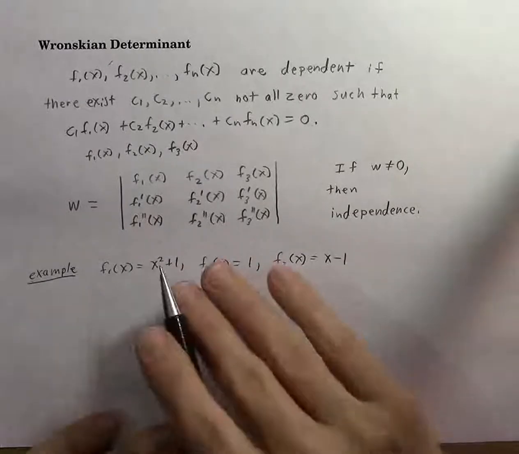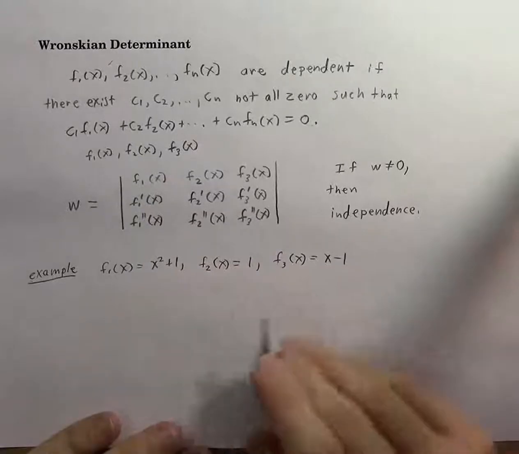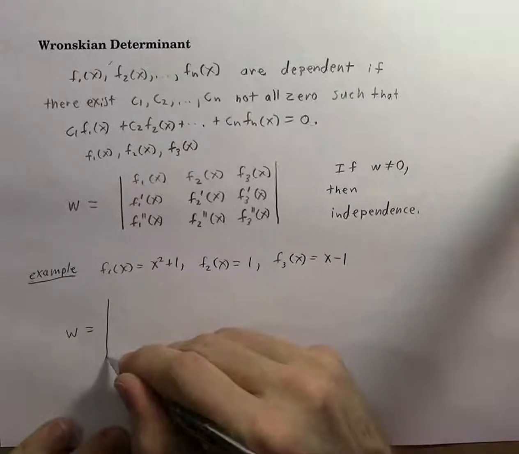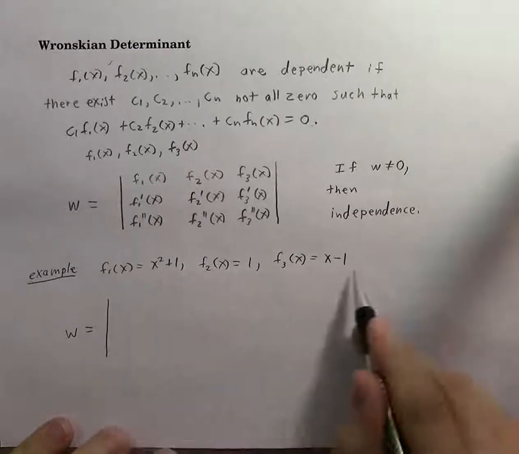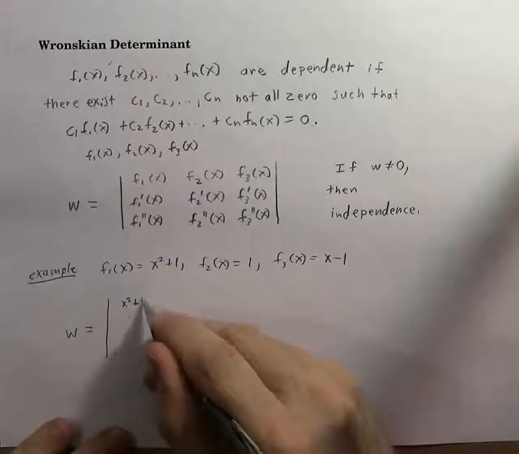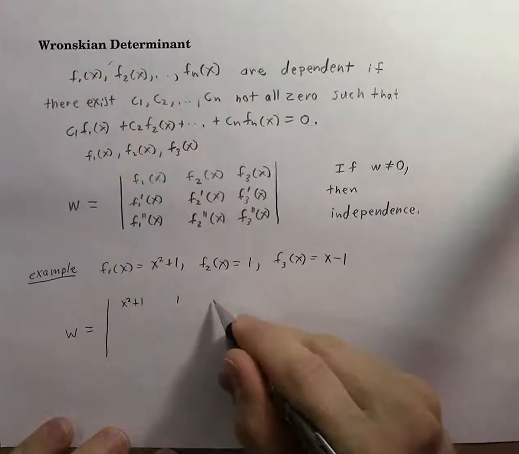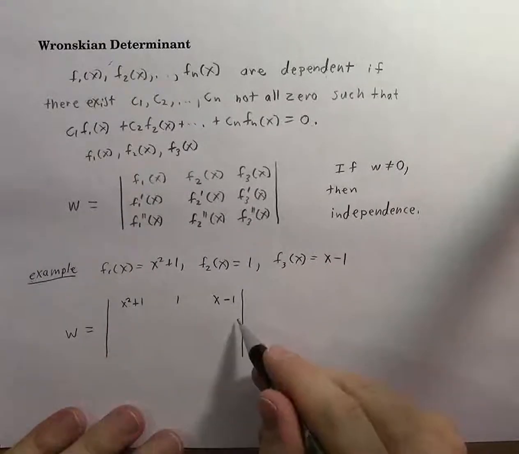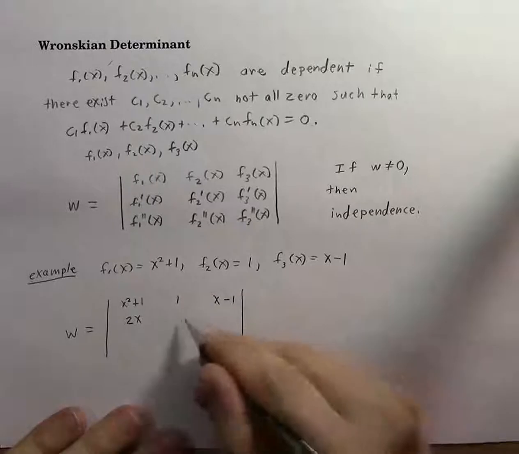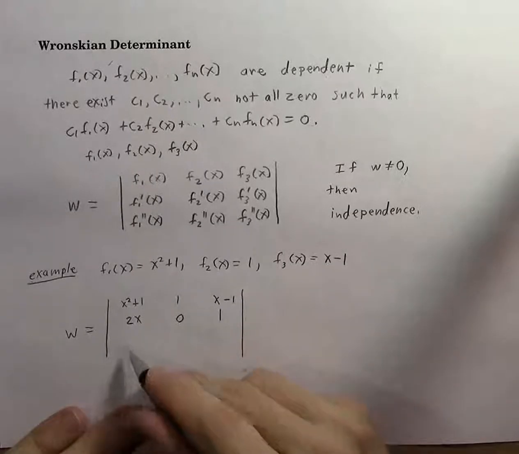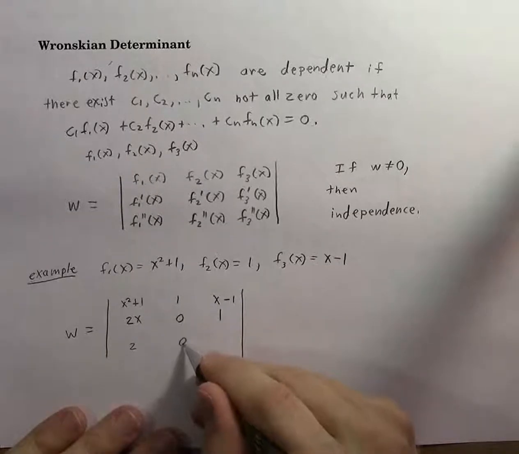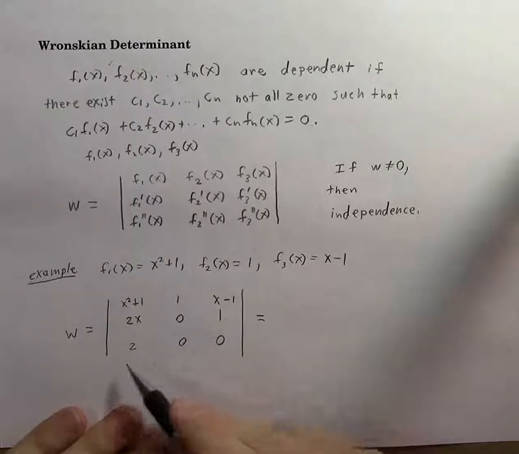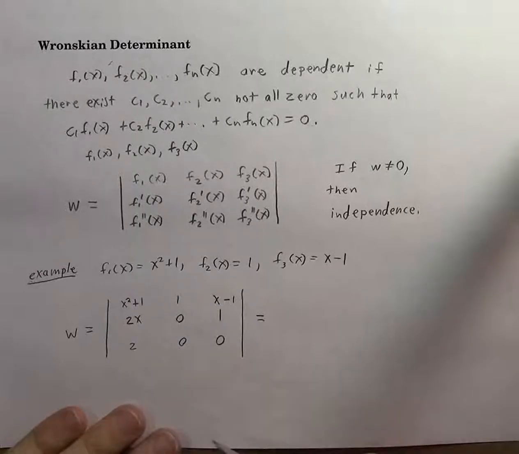Let's go ahead and compute the Wronskian on this example. So we have the determinant, and in the first row we just list the three functions. Then we take the derivative of each function, and then the second derivatives, and that's our Wronskian determinant. Next thing we need to do is to evaluate this determinant.